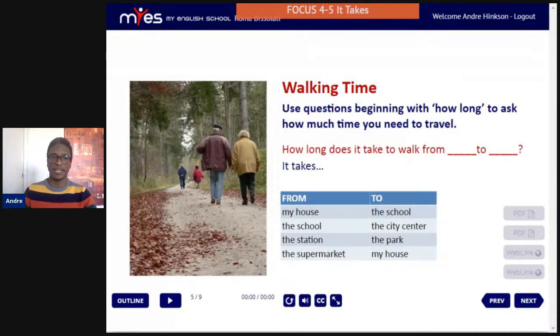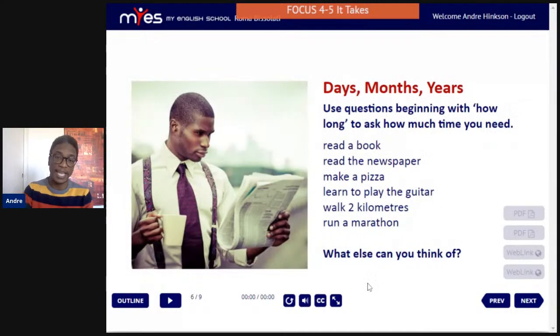As I said, for me, it takes 5 minutes to walk from my house to the supermarket. Some people need to use the car. So some people, it might take maybe 10 minutes by car to travel to the supermarket from their house, because maybe you're going to buy lots of groceries. So you need to have a car because there are too many bags to walk with. Okay, let's continue. So let's move on with days, months, and years.